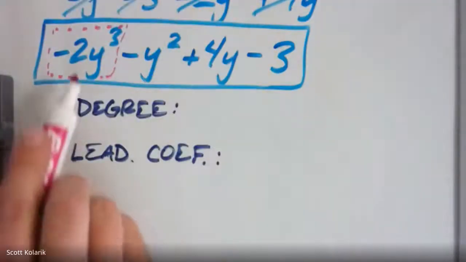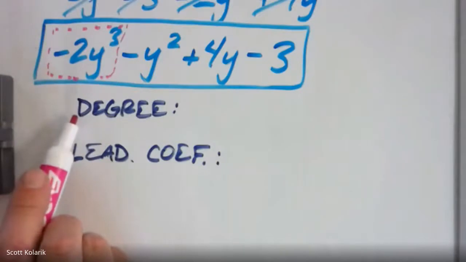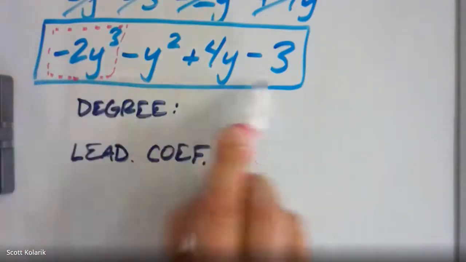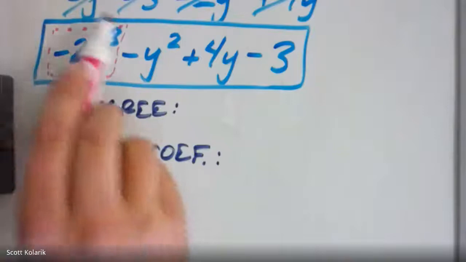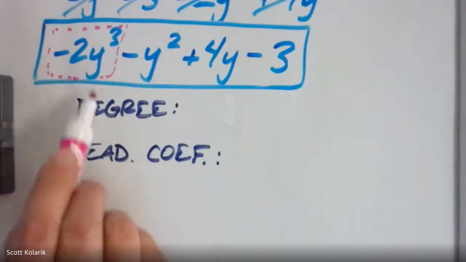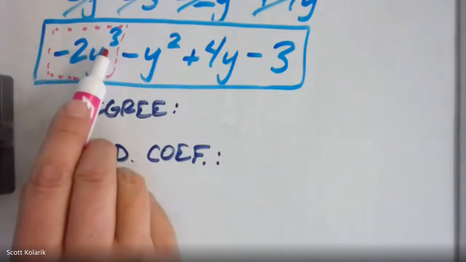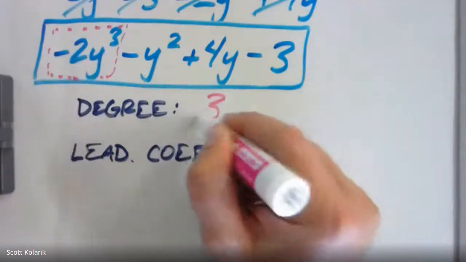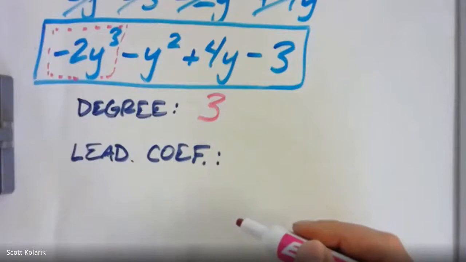All right. Degree refers to the highest exponent in my results. Well, that will be this front term since it was rearranged to be in that order. So the degree here is simply what is that exponent. The exponent is a 3. This is a third degree polynomial.